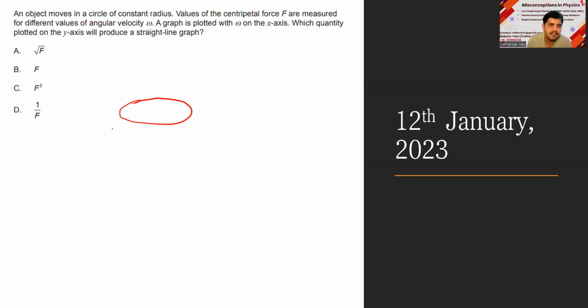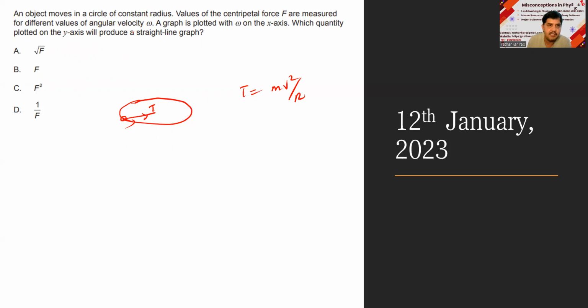Now, an object moves in a circle of constant radius. It's like this. Values of centripetal force, which means the centripetal force is like this. Maybe this is a string. If this is a string, let me write T over here. The equation should be T equal to mv square by r. Values of centripetal force F are measured for different values of the angular velocity.